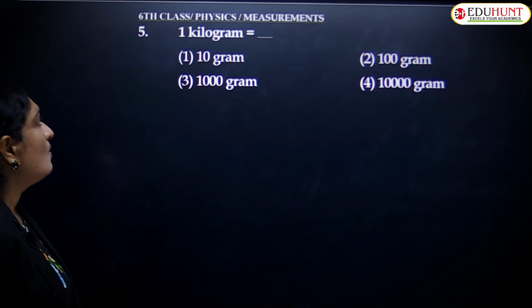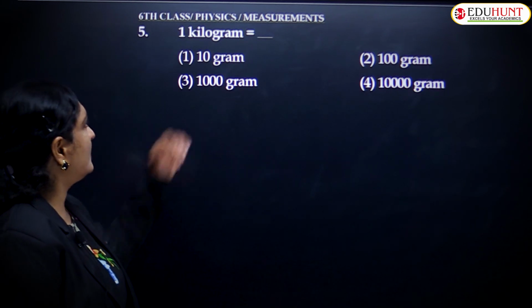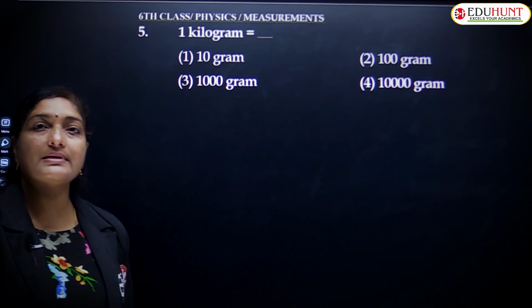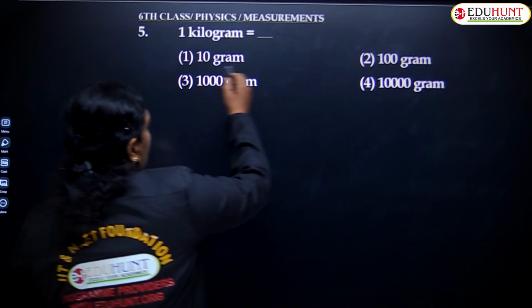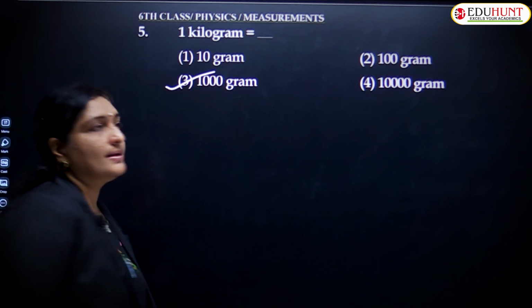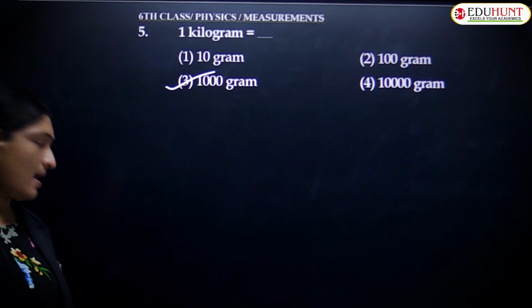Okay. Next, 1 kilogram, you need to convert into grams. 1 kilogram is how many grams? 1 kilogram is 1000 grams. So, where is the answer? Here. 1 kilogram is 1000 grams.